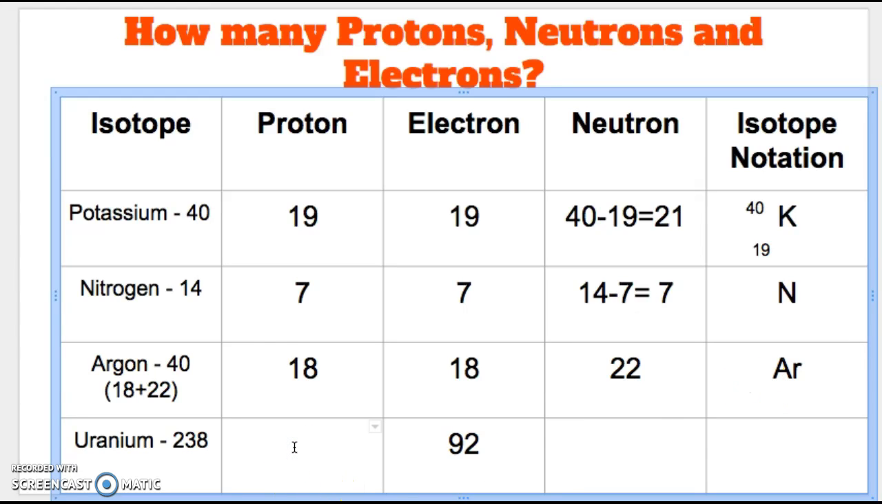All right, uranium-238. Number of protons. Hopefully you found it. It's all the way at the bottom. 92. Same as electrons. Neutrons: I have to take 238 minus 92. Check my math on this one, but I'm pretty sure it's 146. Okay. Isotope notation. Put a U. Up here should go 238. Down here should go 92.